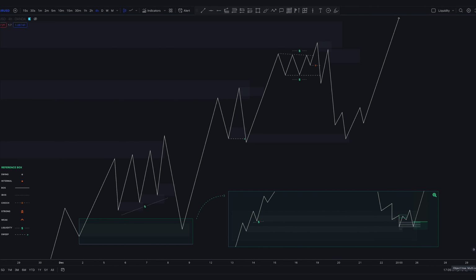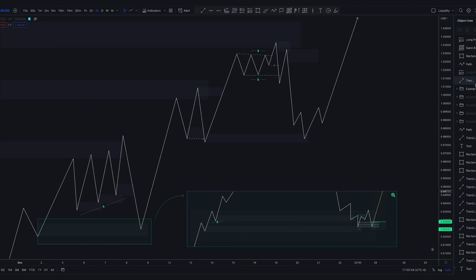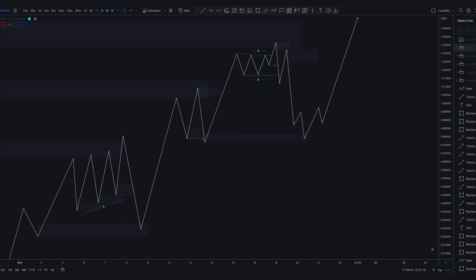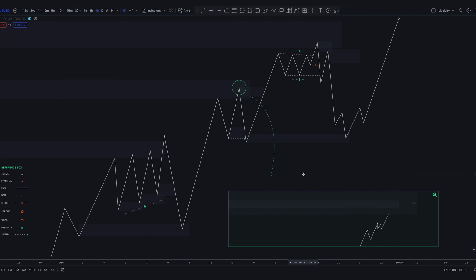Let me now just erase these guys here. Okay, right? So now we have the example 2. Okay, so now we took the longs. Maybe I'll just put an entry here. We took the longs inside here on the 1 minute, and we targeted.